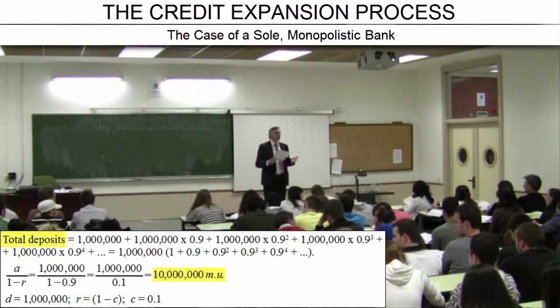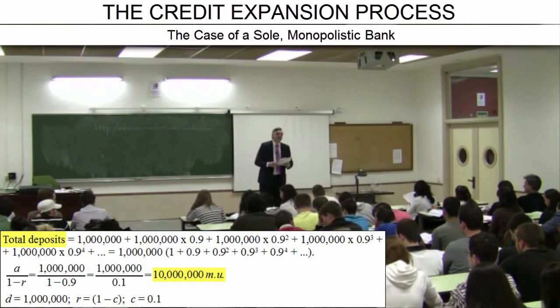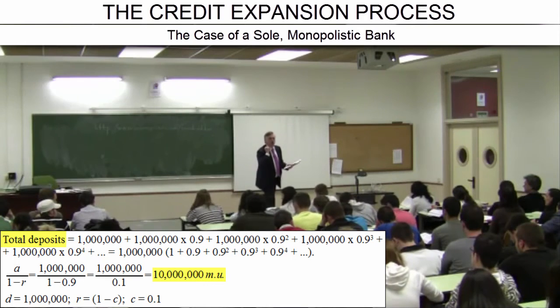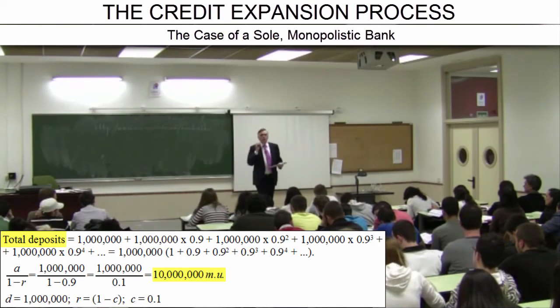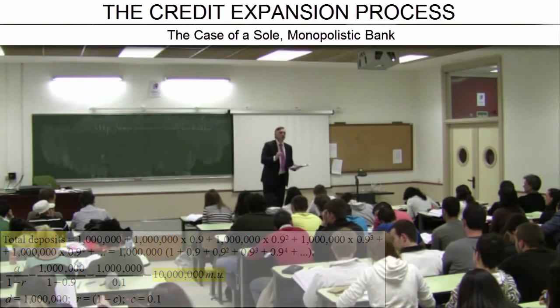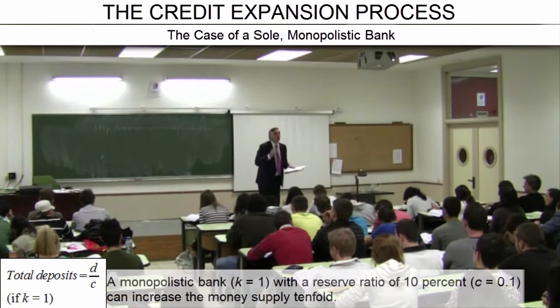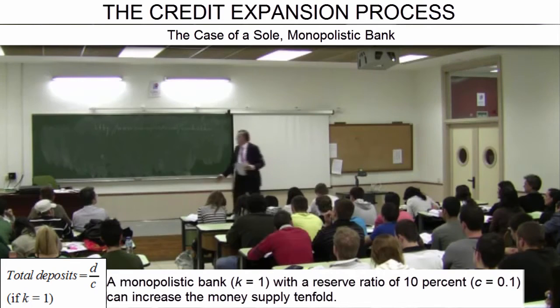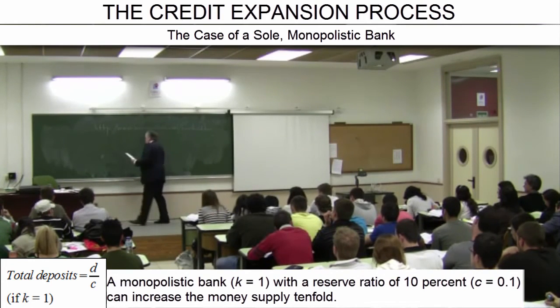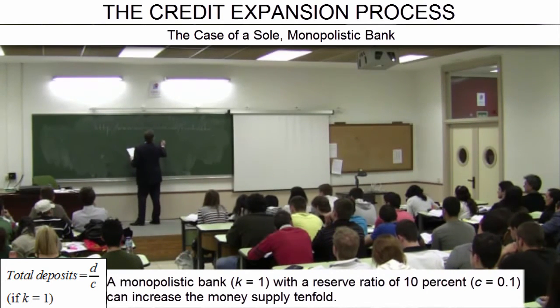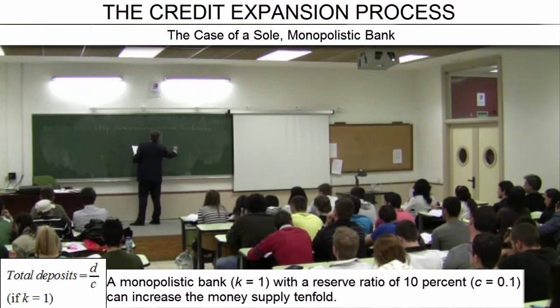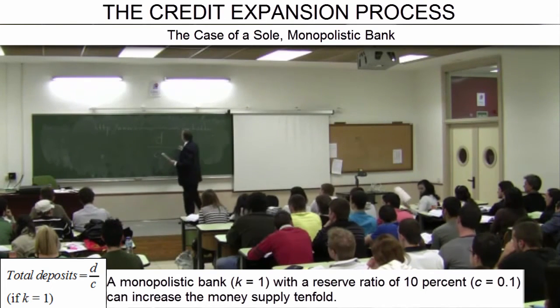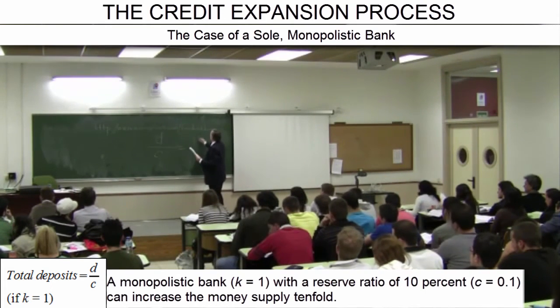This is the sum of the terms of a geometric progression. The terms increase and have a common ratio of exactly 1 minus the reserve ratio. As we can very clearly show, the result is that if the sole monopolistic bank maintains a reserve ratio of 10%, or 0.1, it can increase the money supply tenfold. This is the simplest and most universal formula used to represent the bank multiplier.